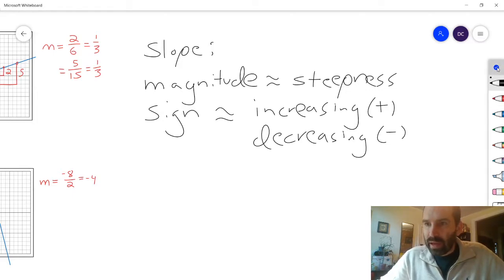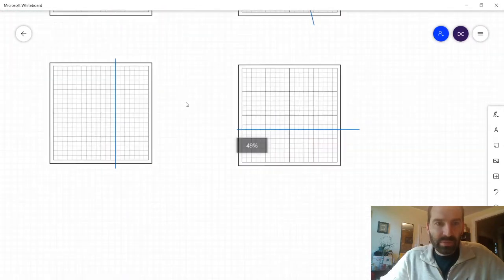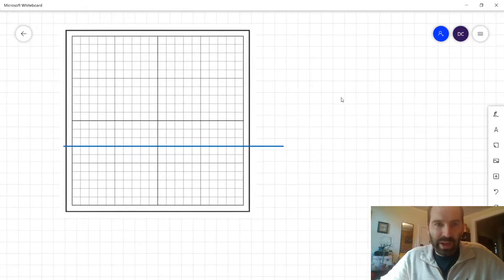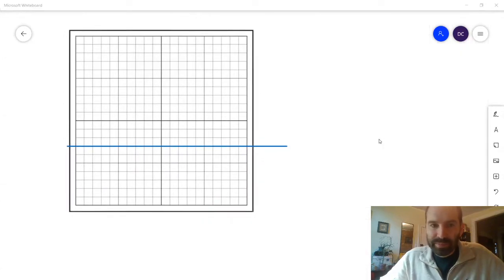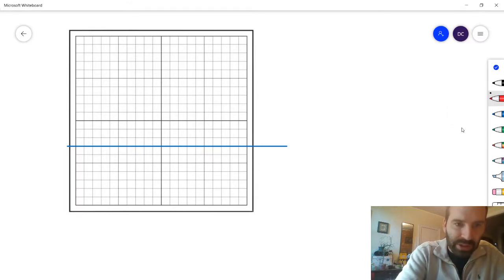So I have a couple other examples. Let's take a look at these. Let's skip that one. Let's save that one for last. Let's take a look at this line. It's a horizontal line, right? So let's see what we'll get here. So I'm just going to take 2 points on the line. Here's a point over here, and let's take another point over here.